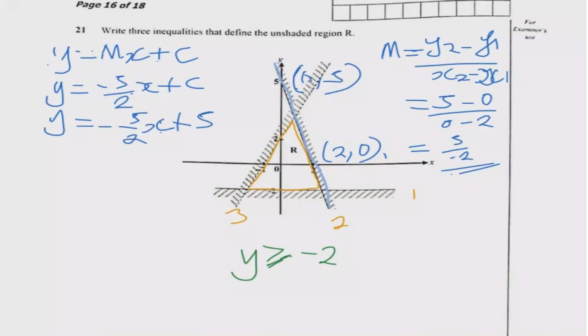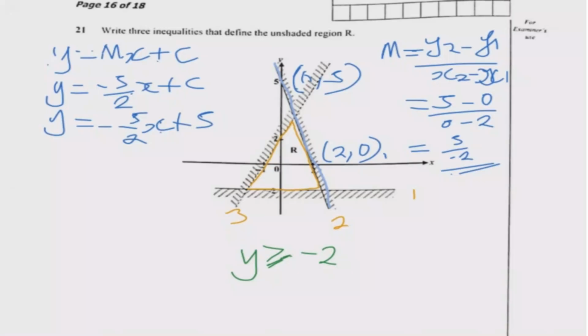Now, when you look at the line that is drawn, it is a solid line. That means our answer will include equal to. When you look at the shaded area, it is greater than, and what is not shaded will be less than. Since we are describing the unshaded area, the inequality will be less than.